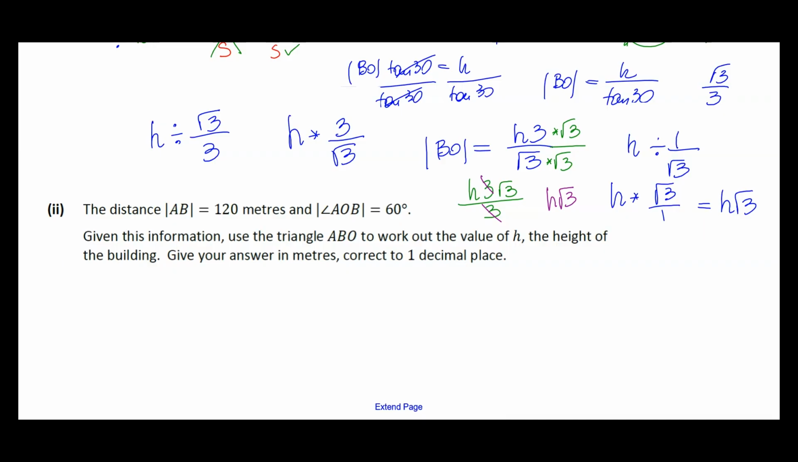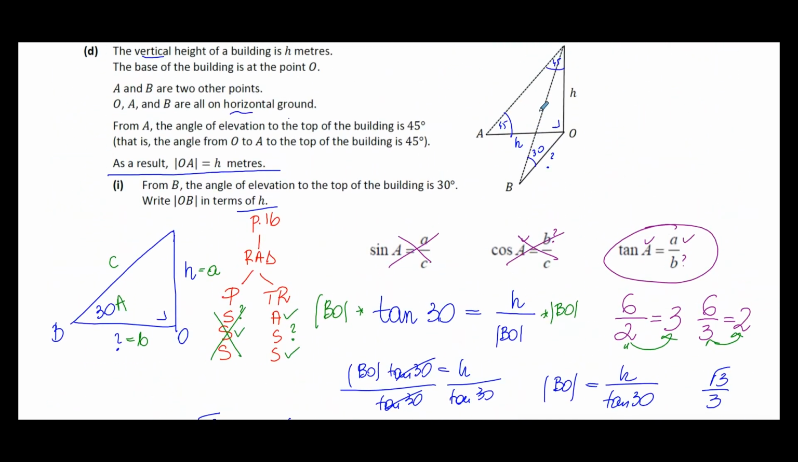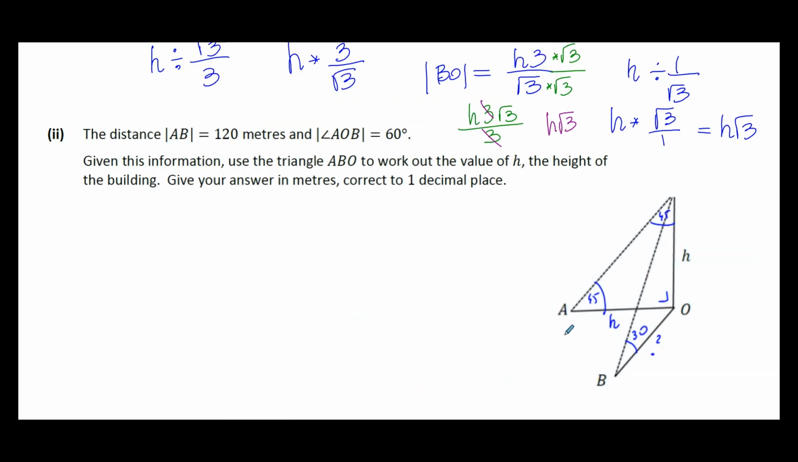Okay, now let's have a look at that second part. So distance AB is 120, and then angle AOB is 60. Let's get that triangle. So again, the distance AB, so this one here, is 120, and angle AOB, this one inside here. So now we are moving on to the ground. This is the triangle. Given this information, use the triangle ABO, so that's on the ground, to work out the value of H.